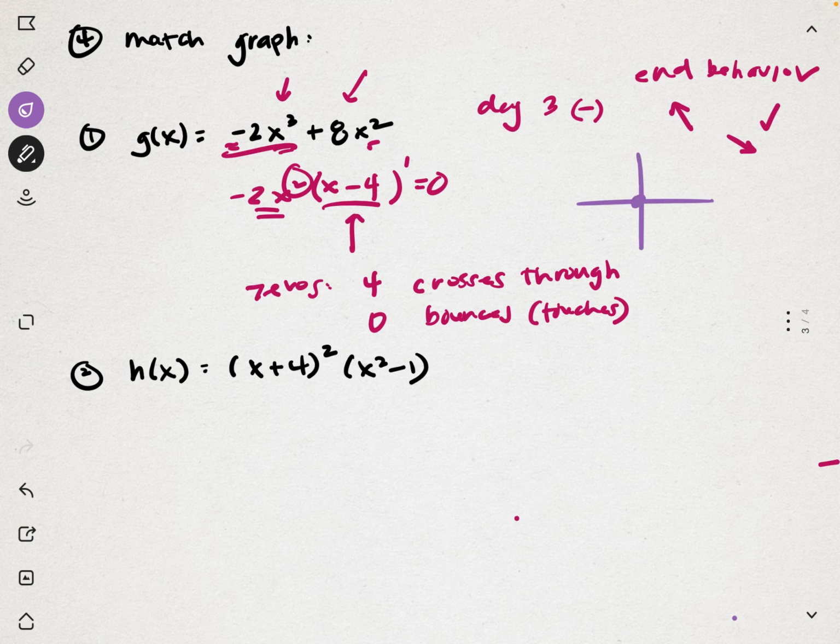We know we have a 0 at 0. We have a 0 at 4. From here, we're going to do our end behavior, so we know it looks like this on one side and this on the other side. We know at 0 it bounces, so it's going to come back up like this, and then at 4 it crosses through. So we're looking for the graph that looks like this one.